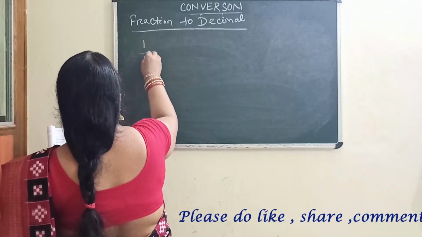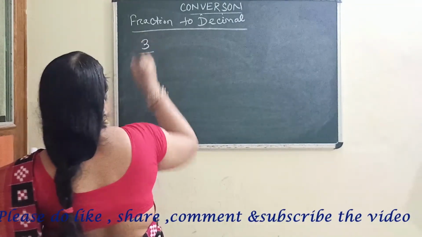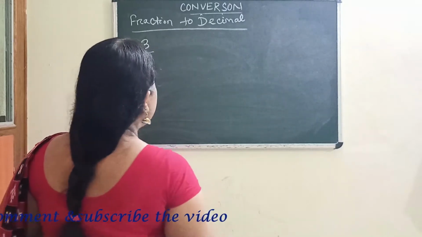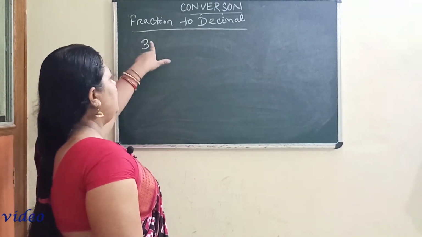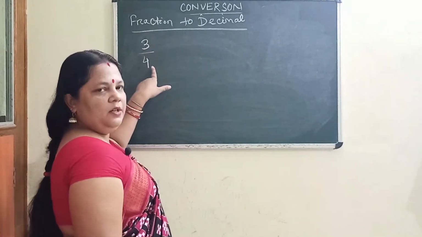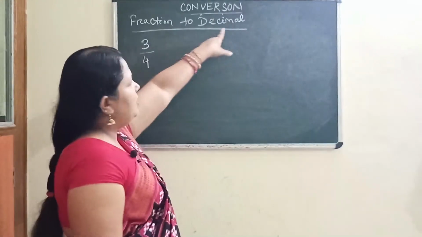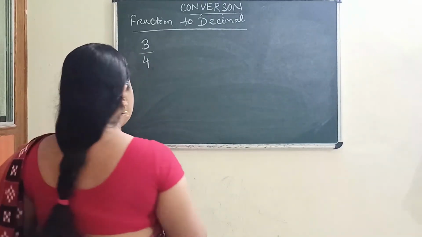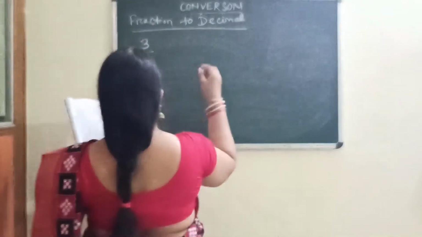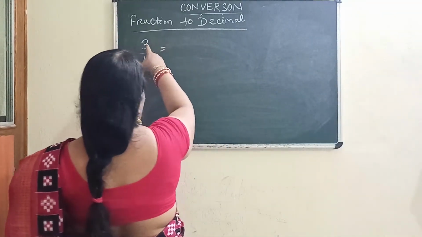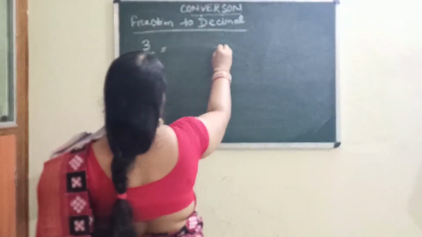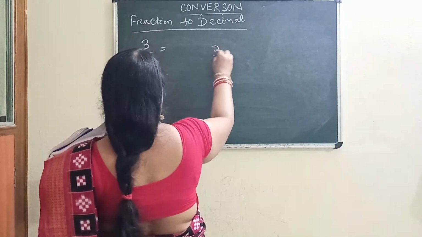1 by 4 or 3 by 4. So here, children, this is one fraction, 3 is your numerator, 4 is your denominator, and this 3 by 4 you will convert into decimal. So in this case, children, what to do? 3 by 4 means we have to divide it.